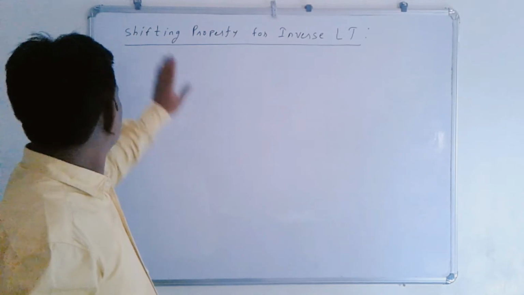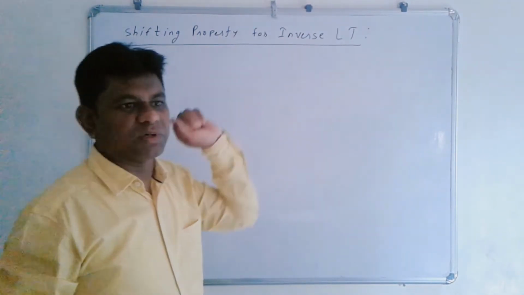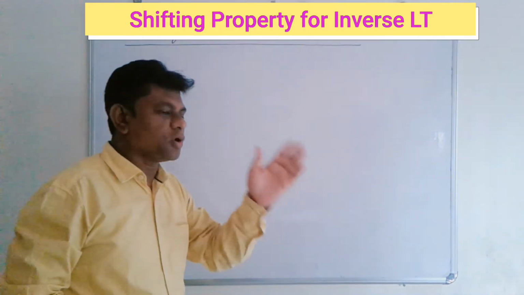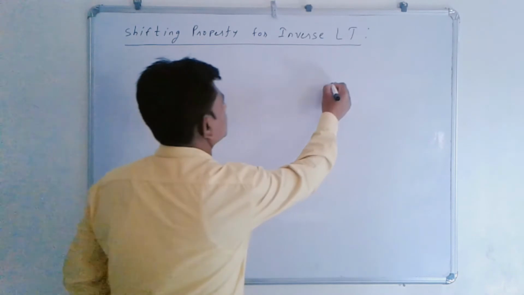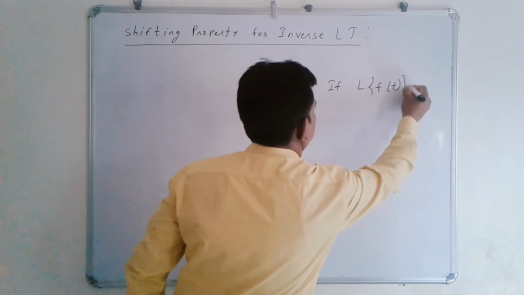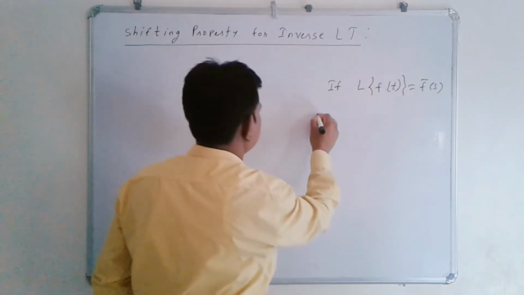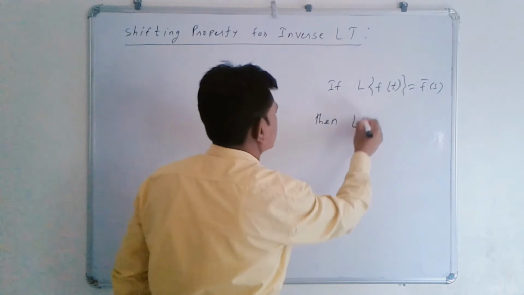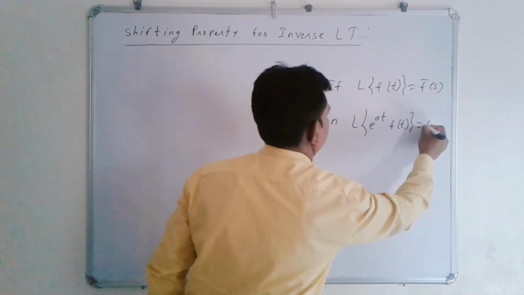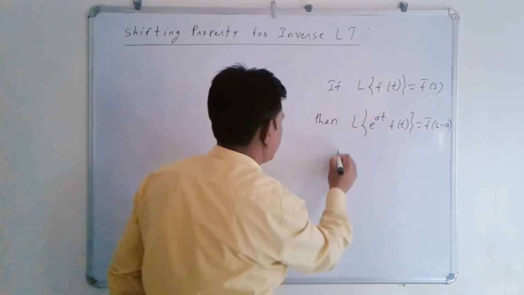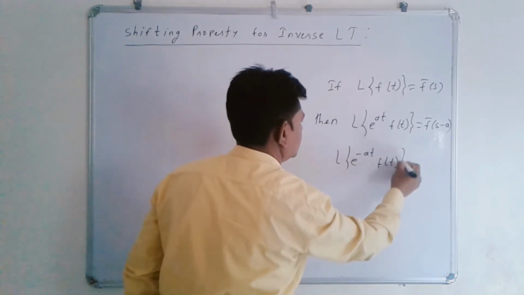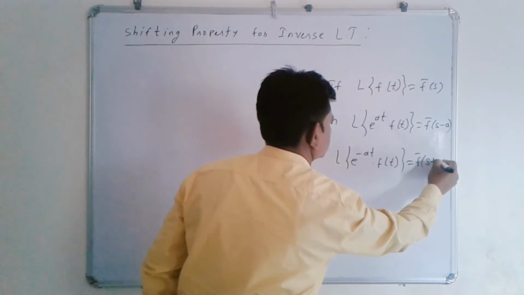Now let us see shifting property for inverse Laplace transform. Now we recall first shifting property for Laplace transform. If Laplace transform of f of t is equal to f bar s, then Laplace transform of e to the power at f of t is equal to f bar s minus a, and Laplace transform of e to the power minus at f of t is equal to f bar s plus a.